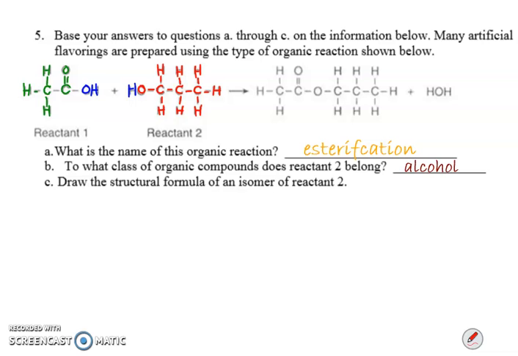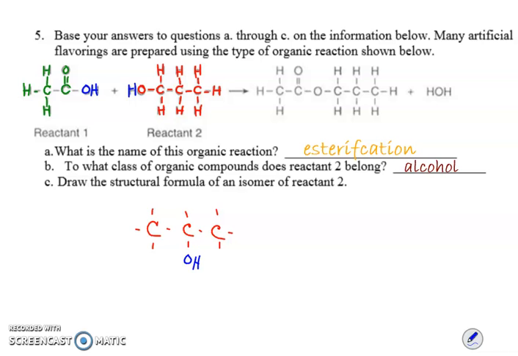Letter C says, draw the structural formula of an isomer of reactant 2. Well, reactant 2 could have a couple different isomers. We could have this isomer here, which is a structural isomer, the isomer of 2-propanol or isopropanol. Now that I look at the question, it says draw a structural formula of an isomer. That's one structural formula. That is called a positional isomer.